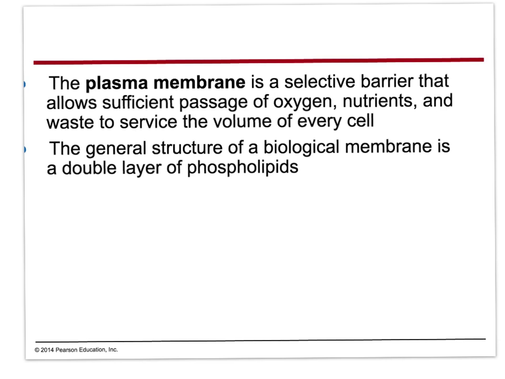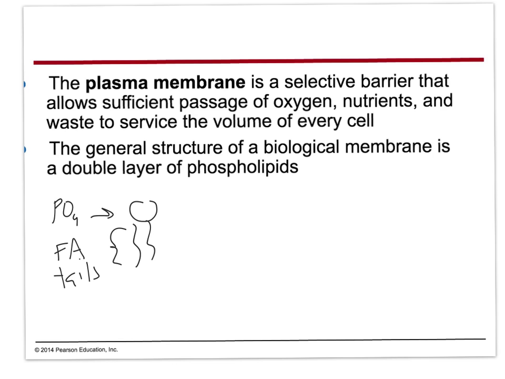But the plasma membrane has a distinct structure. It is a selectively permeable barrier that allows certain things in and out of the cell while excluding certain things from entering or exiting the cell. The general structure of a biological membrane is a double layer of phospholipids. So, what does that look like? What's a phospholipid look like? Two fatty acid chains and a phosphate group. So there's your phosphate group, and there's your fatty acid tails. I'll label that. This up here is your phosphate. Over here is your fatty acid tails.